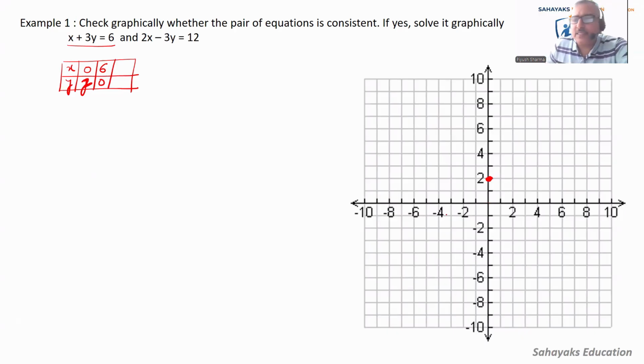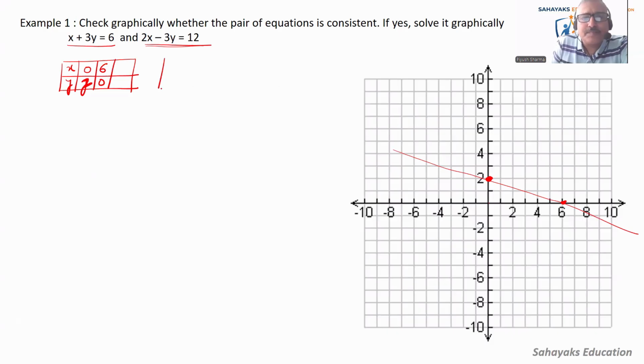Then we have (6, 0). This is the point on the graph. So the line goes like this. Okay, now we'll make a line from another equation, 2x minus 3y.